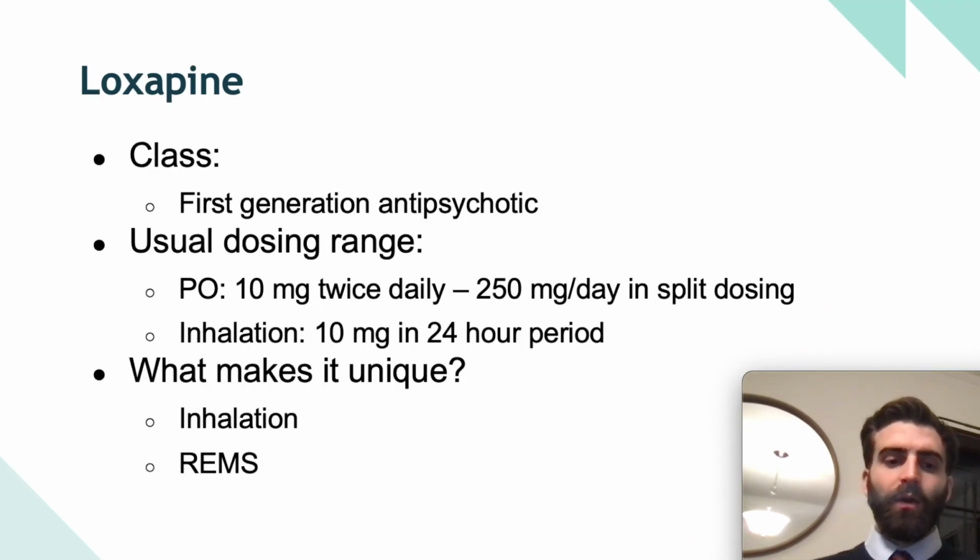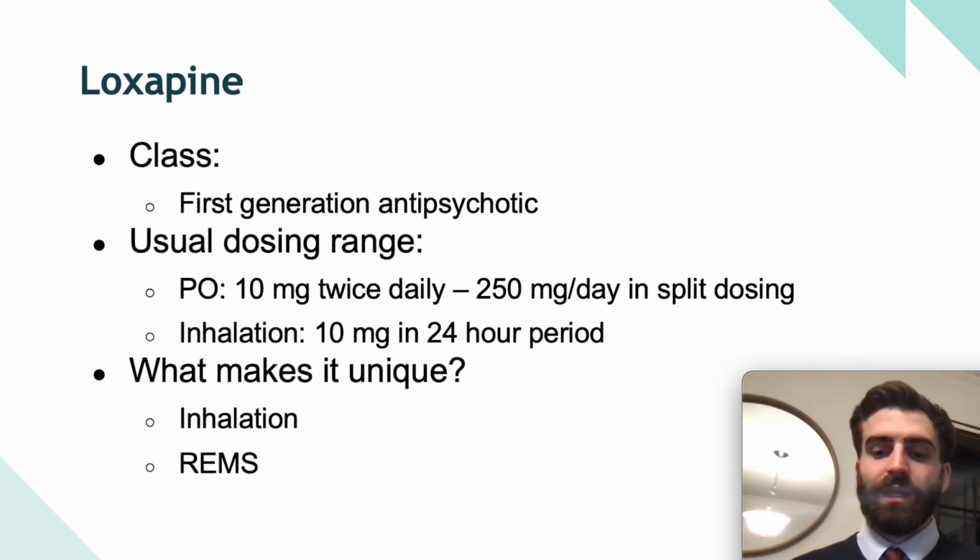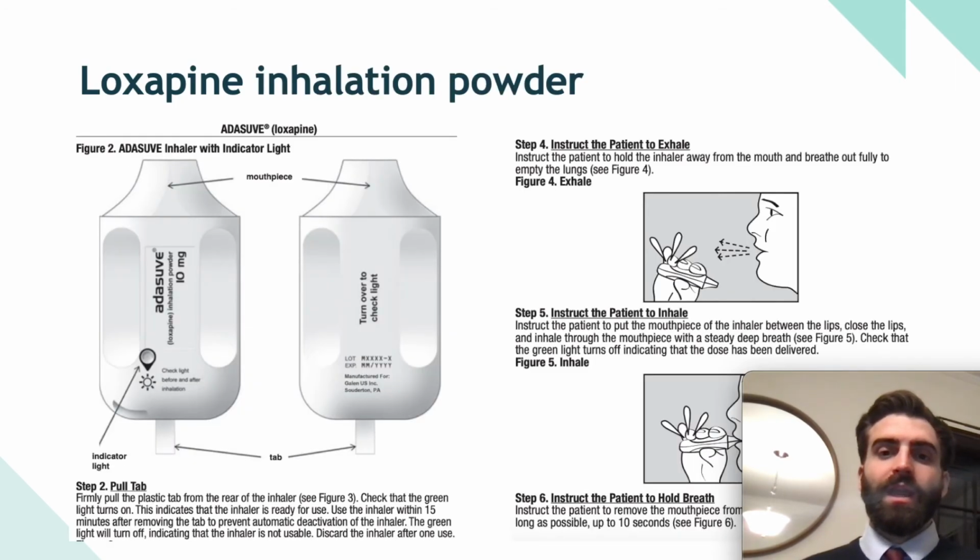I wanted to highlight 2 medications here. First is Loxapine. This is a first generation antipsychotic that the oral formulation has been used for a while, but now there's an inhaled version. That's what makes it unique, but there's also a REMS program, which is a special risk program that certain medications have. The inhaled formulation here is FDA approved for acute agitation in bipolar disorder and in schizophrenia.